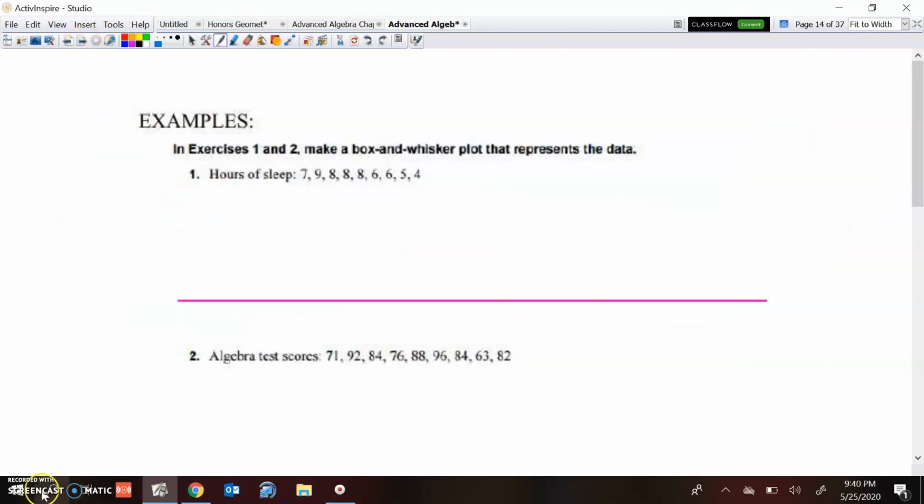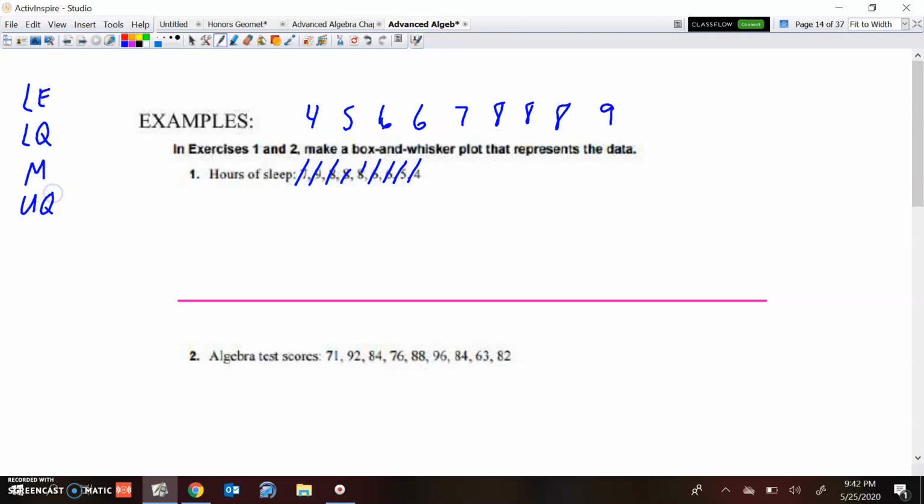All right, so let's try some. Example 1 here, they'd like us to make a box and whisker plot representing this data. So what I've done is I put the numbers in order, and then I went through and I crossed them out to make sure I didn't miss any. So now they're all in order, and this is going to help me a lot. So I'm going to label my 5-number summary over here on the left. So lower extreme, lower quartile, median, upper quartile, upper extreme. Okay?